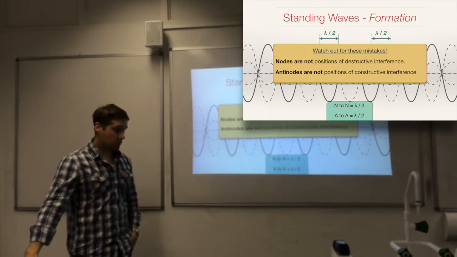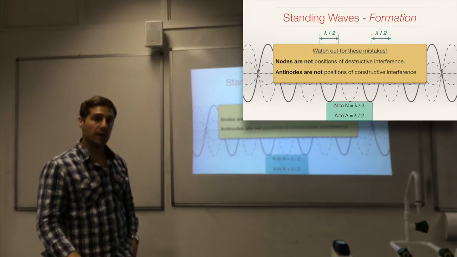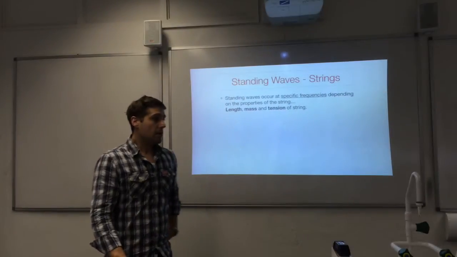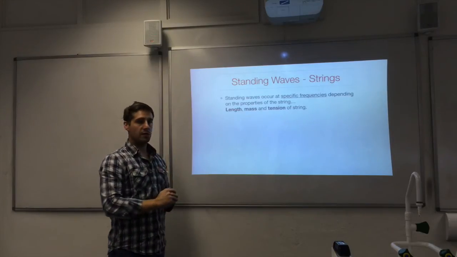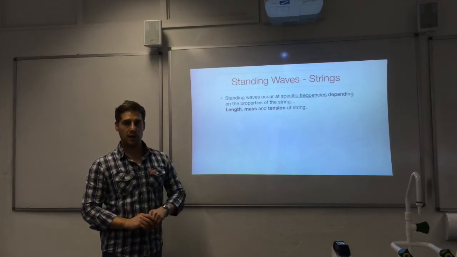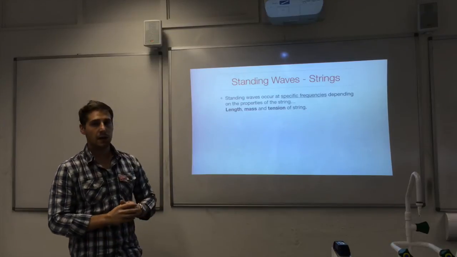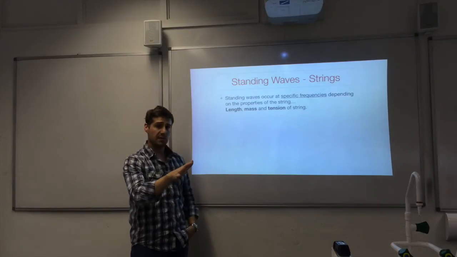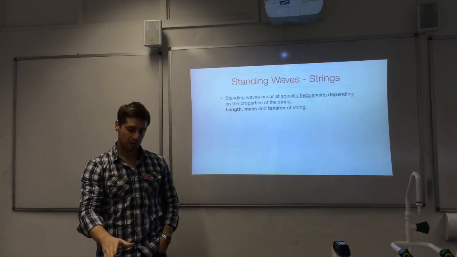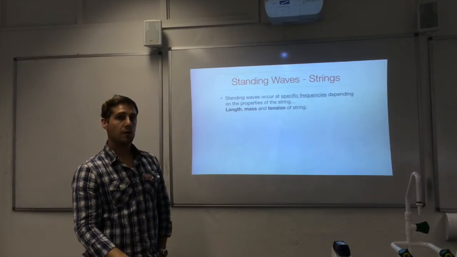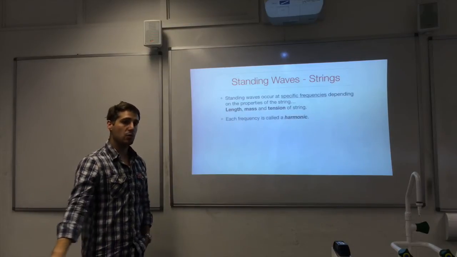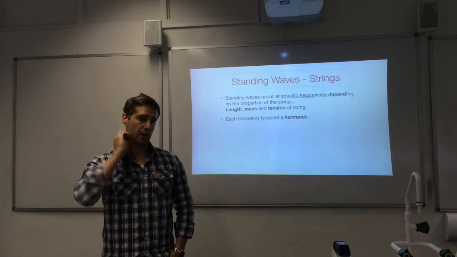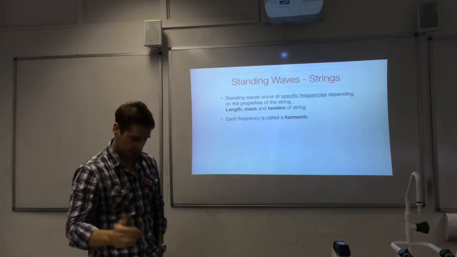So now we'll go on to look at standing waves in strings. When you have a string held taut with a vibration generator at one end, then you can produce standing waves, and they will occur at specific frequencies. And those frequencies will depend on the properties of the string. So length, mass, and tension of the string will change those frequencies. And those frequencies are called harmonics. They're all the frequencies at which standing waves occur, whether it's strings or pipes, they're called harmonics.